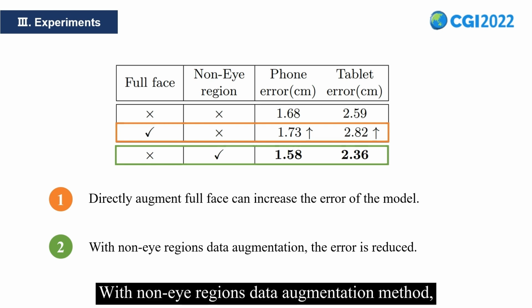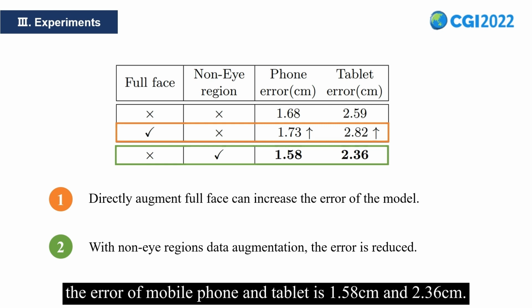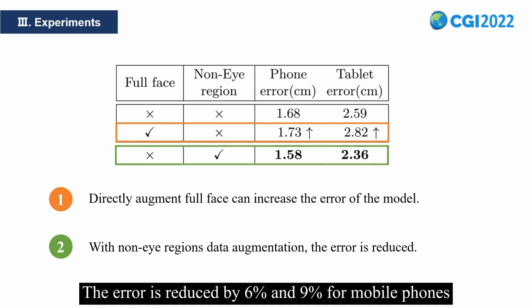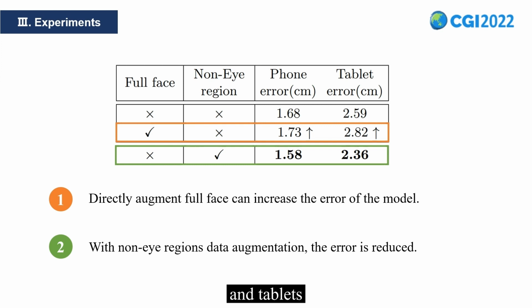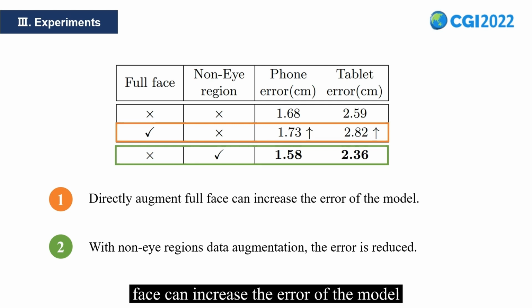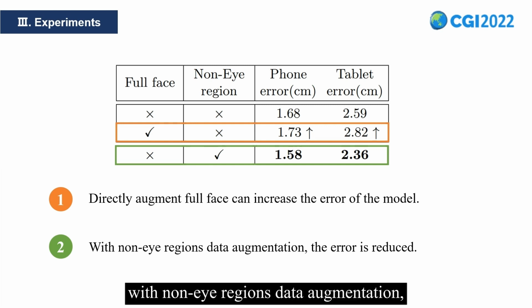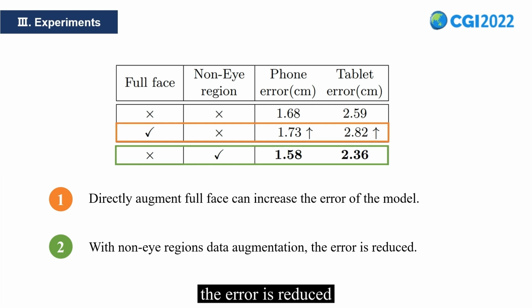With the non-iris data augmentation method, the error of mobile phone and tablet is 1.58 cm and 2.36 cm. The error is reduced by 6% and 9% for mobile phones and tablets. We can see that directly augmenting the full face can increase the error of the model. With non-iris data augmentation, the error is reduced.